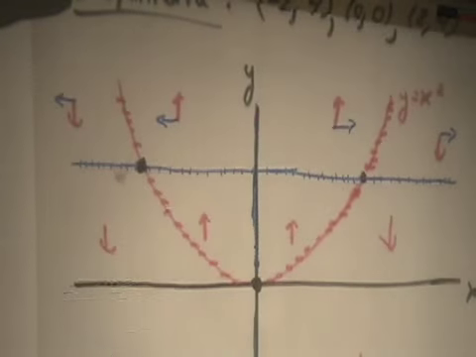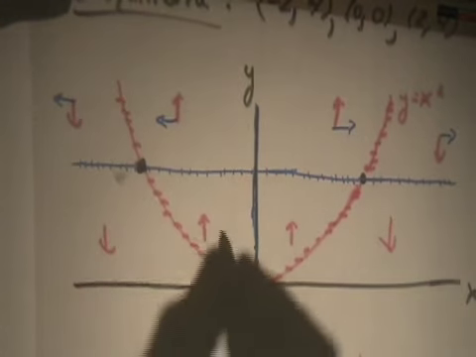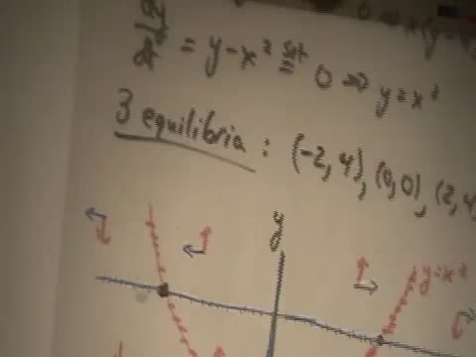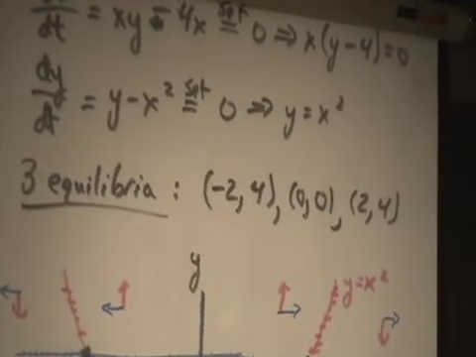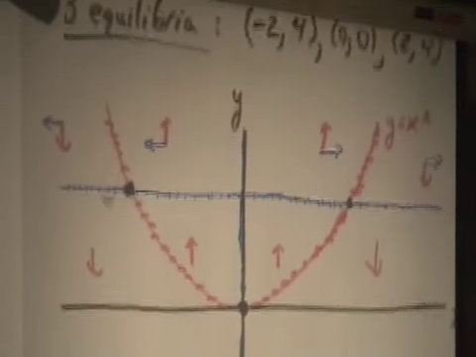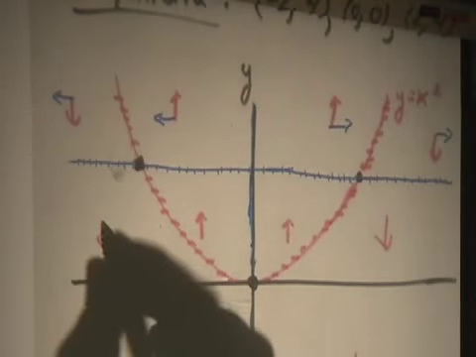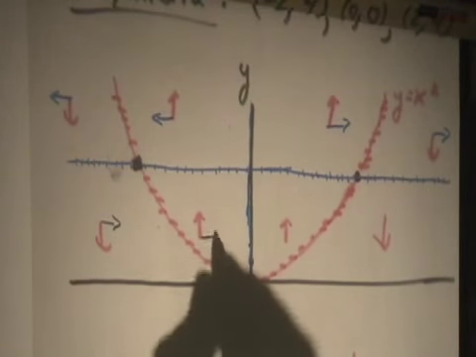When we're down here, x is negative and y is less than 4. You've got a negative times a negative up here at the top. So that's a positive. You're going to be moving to the right. dx/dt will be positive.